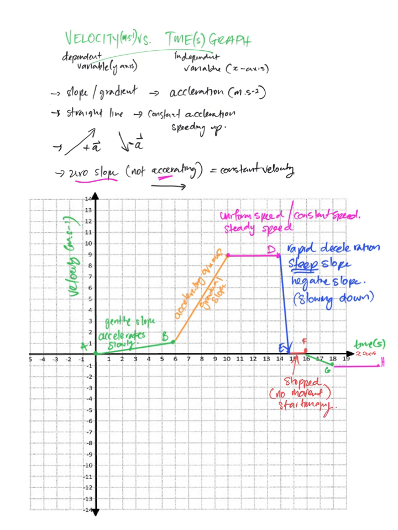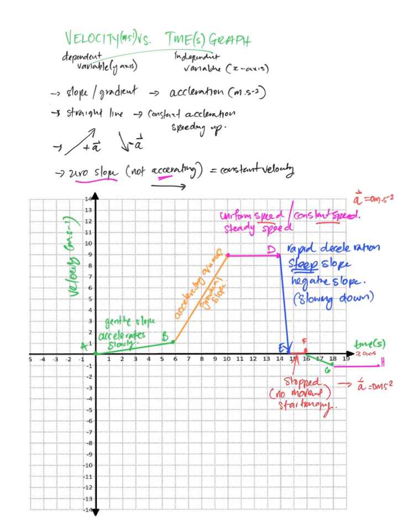And remember what we say. If I have uniform speed or constant speed, my acceleration, my A value there, is equal to 0 meters per second squared. And if I've stopped, my A value is also equal to 0 meters per second squared, because I'm not going anywhere.